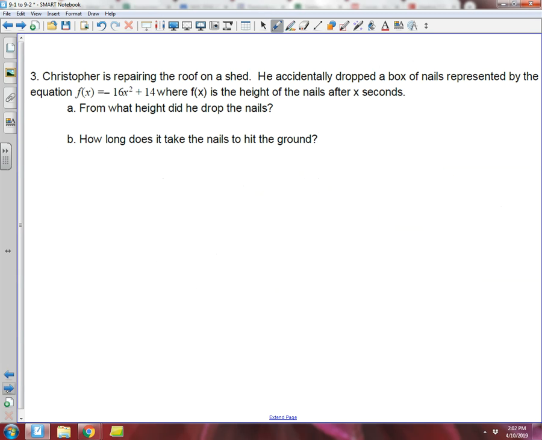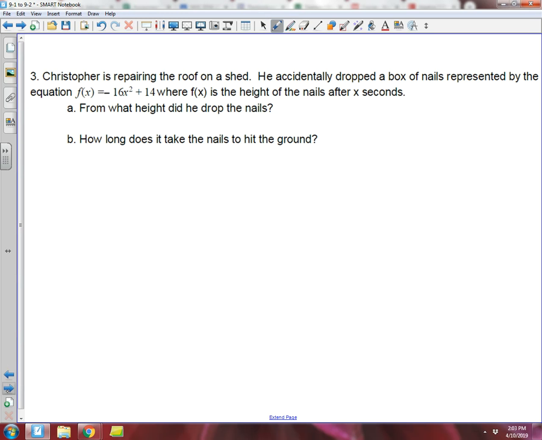Again, I want you to read the question. And again, I'm going to ask you what x and y are representing. I know. I told you it's going to be quick today. So what's on the roof? Nails, right? On the roof of a shed. And what's happening to those nails? Accidentally dropping them off the roof.